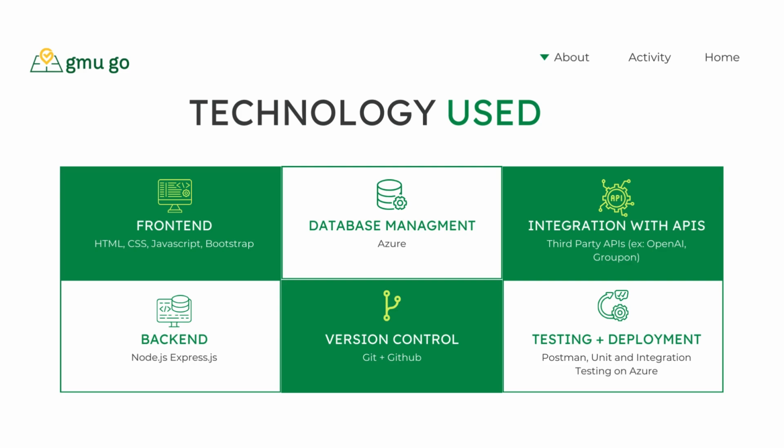The entire development process is streamlined through GitHub for version control. We then used Postman and unit and integration testing on Azure for testing and development. This ensures GMUGO is a sophisticated and reliable platform, encouraging the GMU community to explore and engage with the rich cultural offerings of the DMV area. Now my teammate Ishan will talk about the challenges we faced while building the project and the solutions we used to overcome them.